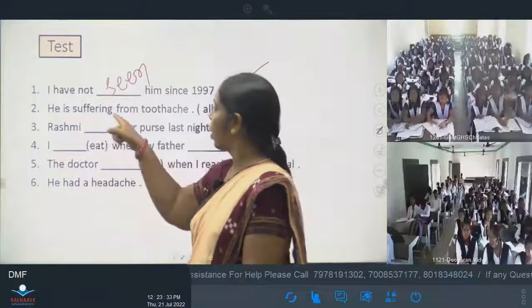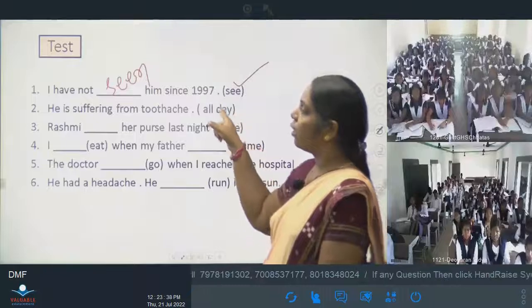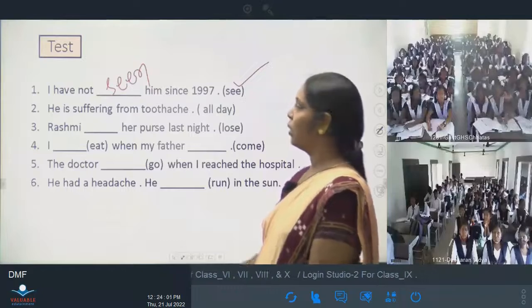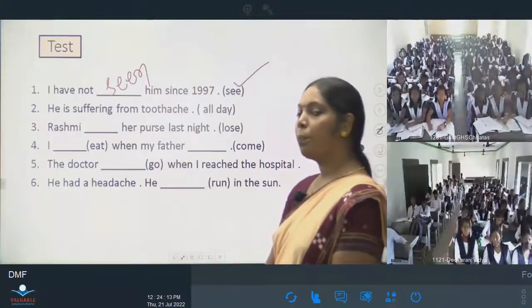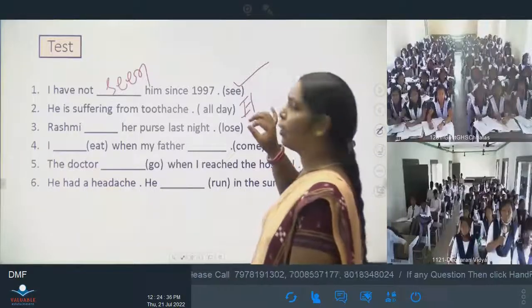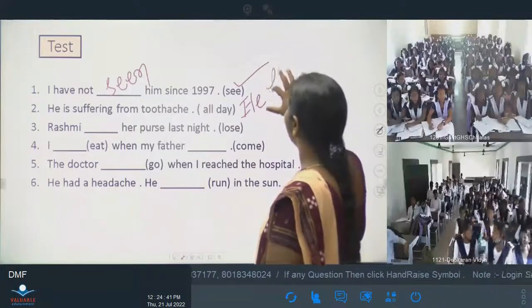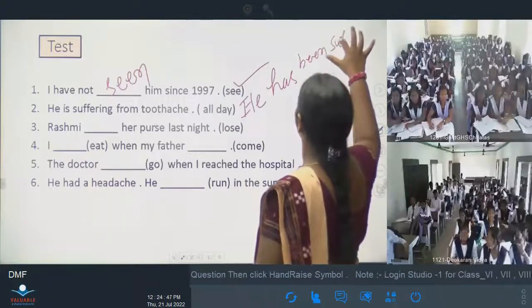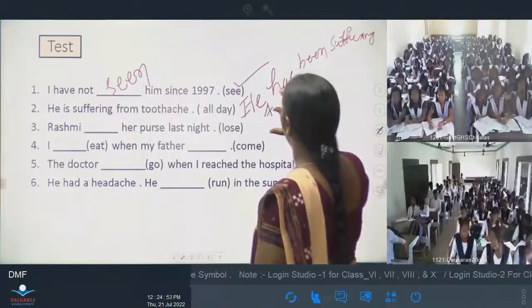Next, he is suffering from toothache. All day is in the bracket. You have to change the sentence into present perfect progressive. Yes, very good. He has been suffering from toothache all day.